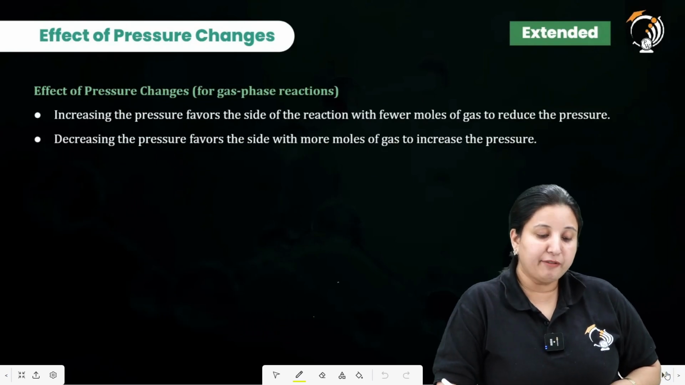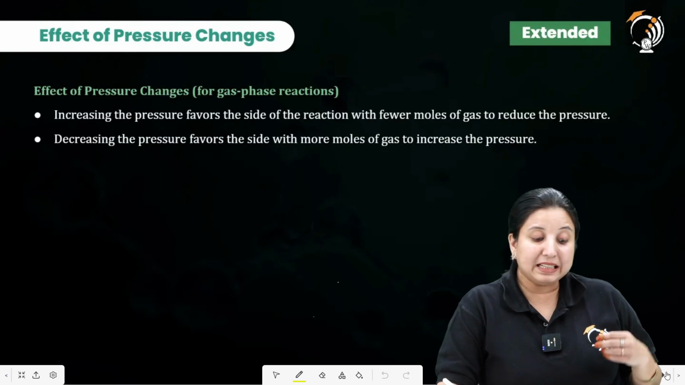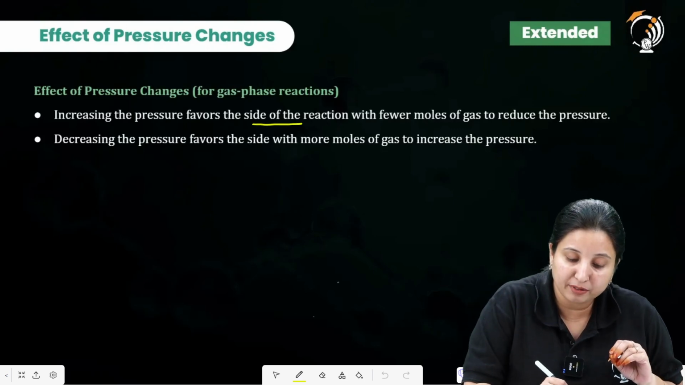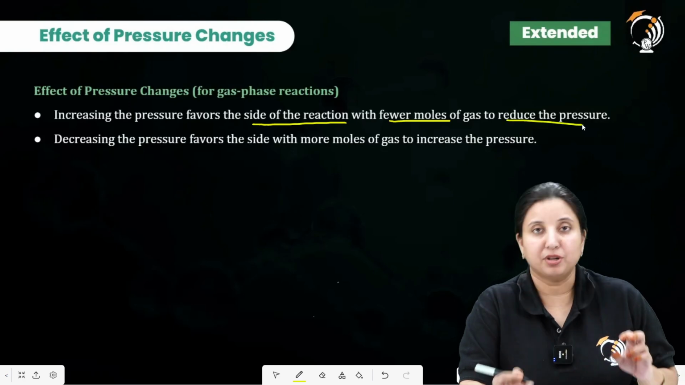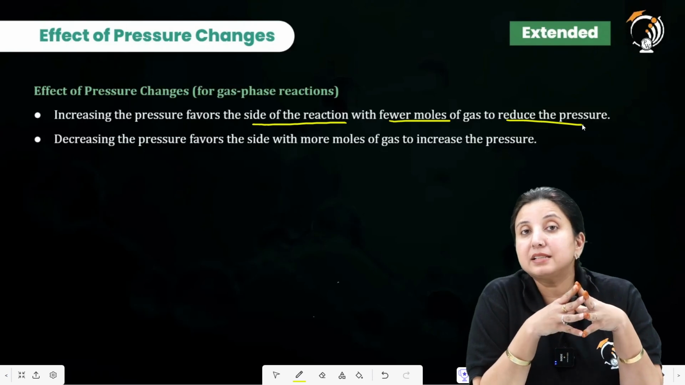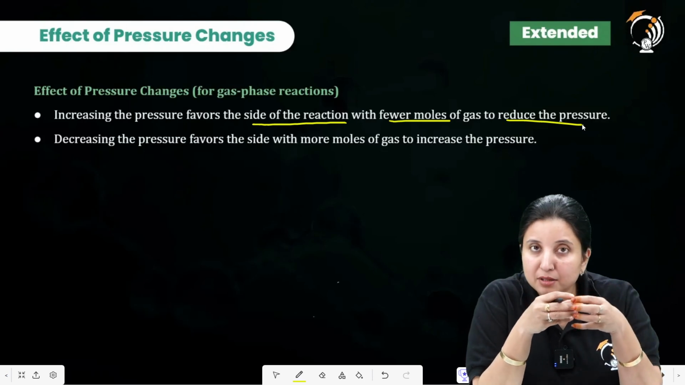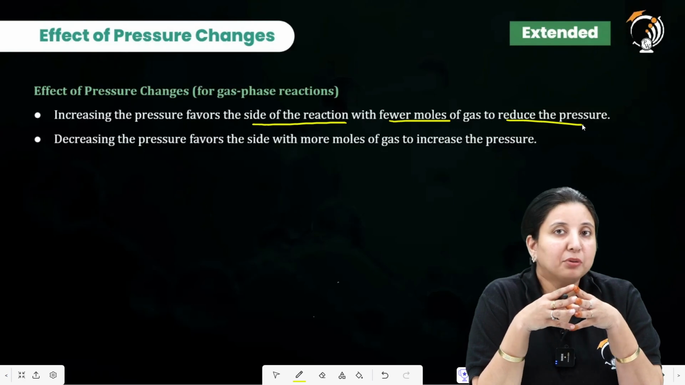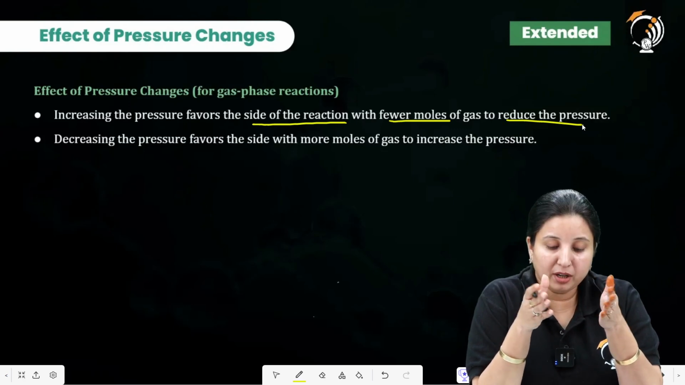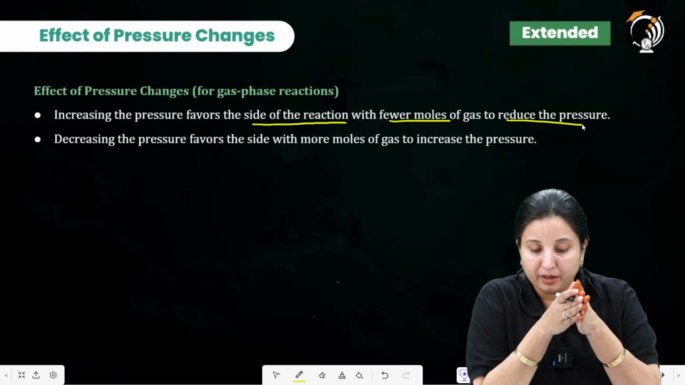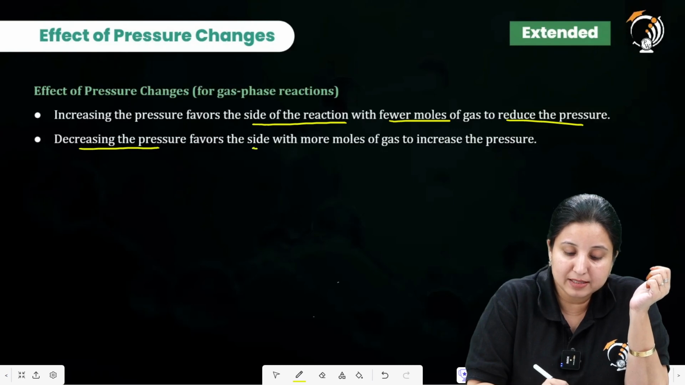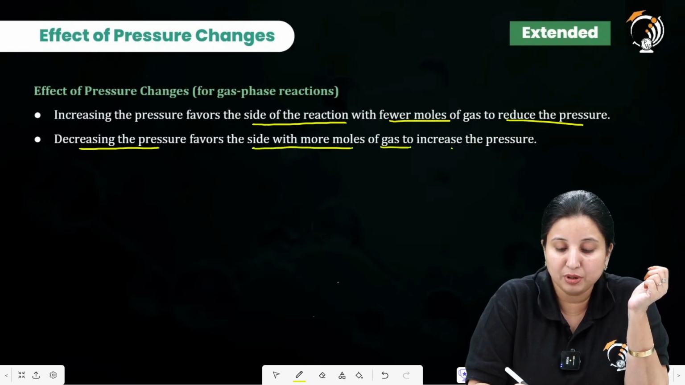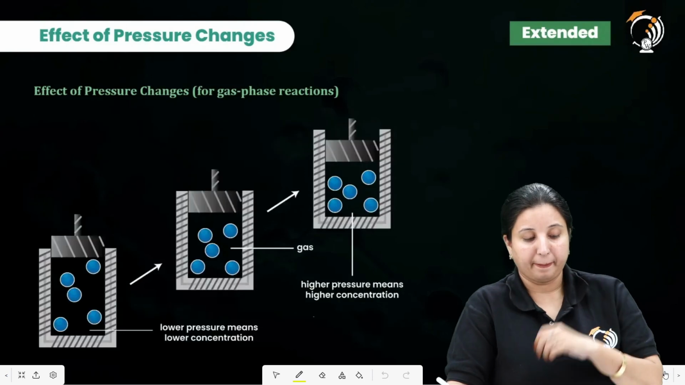Next is the effect of pressure changes. Increasing the pressure favors the side of the reaction with fewer moles of gas to reduce the pressure. Of course, when you are going to increase the pressure, what is going to happen? The particles are going to come together. And when they come together, there will be fewer moles over there to reduce the pressure. So decreasing the pressure favors the side with more moles of gas to increase the pressure.